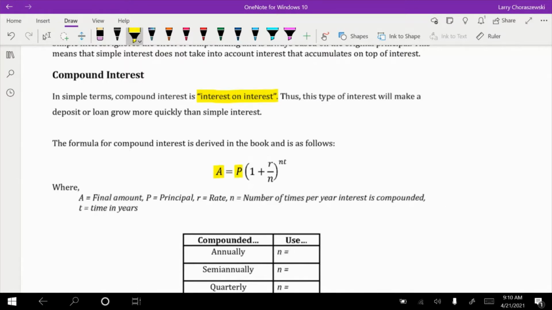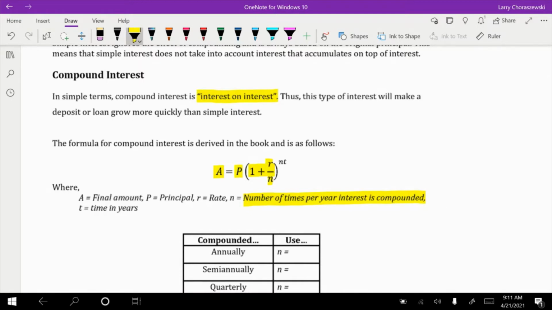P, which is the starting amount, the principal, how much you're walking into the bank with, or how much you need to borrow from the bank. And then we have what appears to be an exponential base, just a little bit more elaborate than what we're used to: 1 plus r, the percentage rate, divided by n. And if you look underneath, n represents the number of times per year interest is compounded.